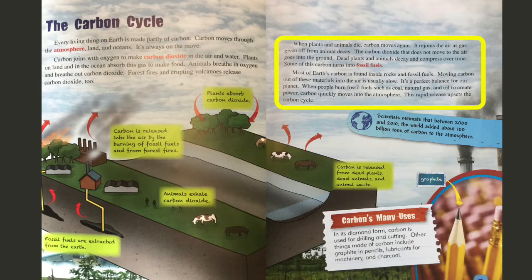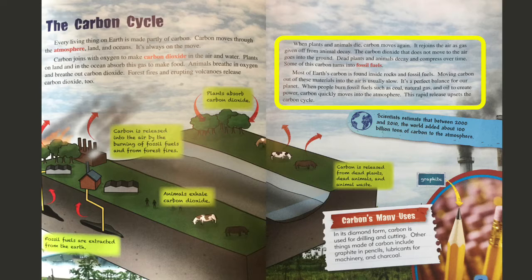Dead plants and animals decay and compress over time. Some of this carbon turns into fossil fuels. Most of the Earth's carbon is found inside rocks and fossil fuels. Moving carbon out of these materials into the air is usually slow. It's a perfect balance for our planet.